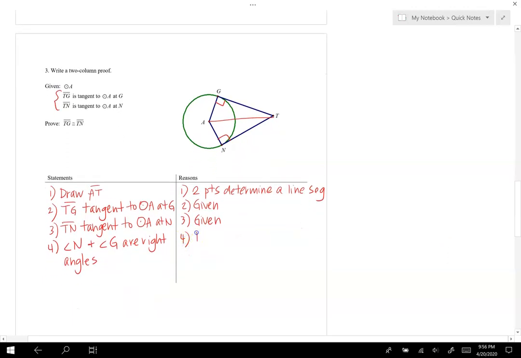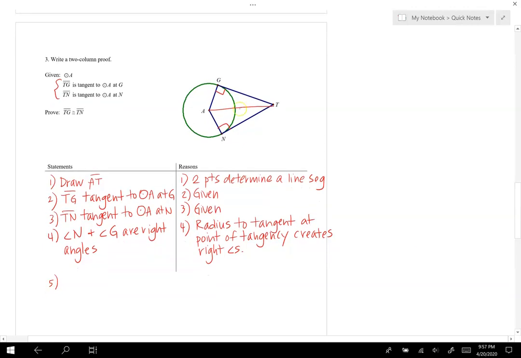The reason? Radius to tangent at point of tangency creates right angles. That's from part 1 of our lesson. Okay? Those right angles are super useful. So we've got one match there, right angles.